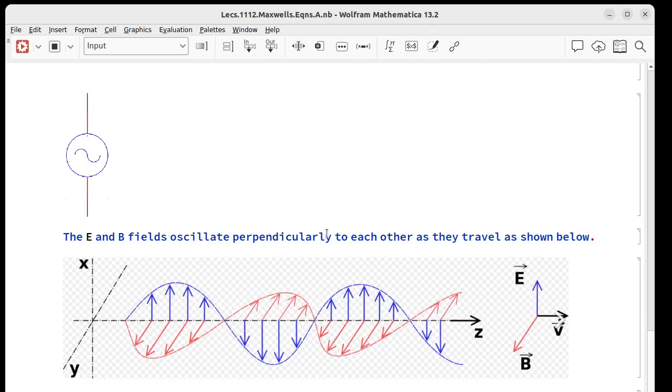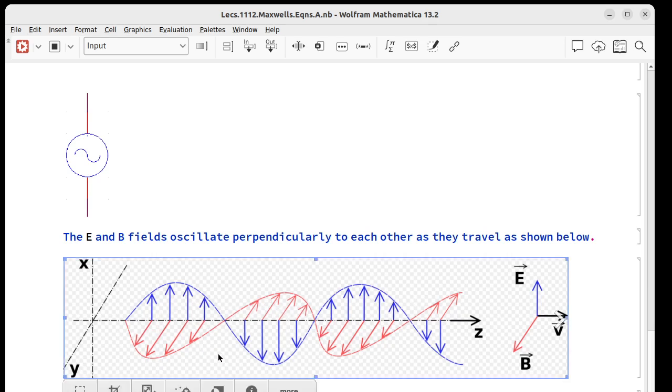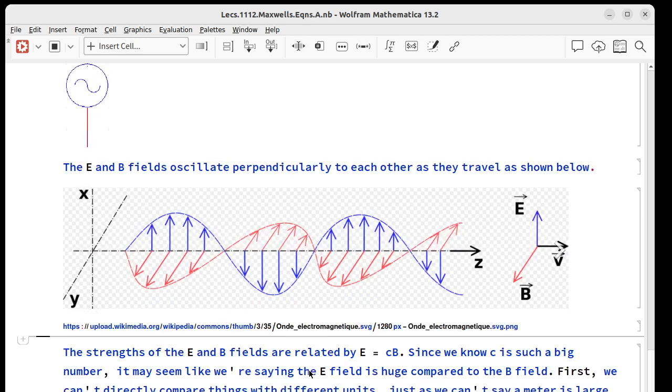The fields that come off of these antennas oscillate perpendicularly to each other as they travel, as shown below here. So we're sending our wave out in the z direction. The magnetic field is waving back and forth, increasing in strength and decreasing in strength in the y direction, and the E field is doing the same thing in the x direction.